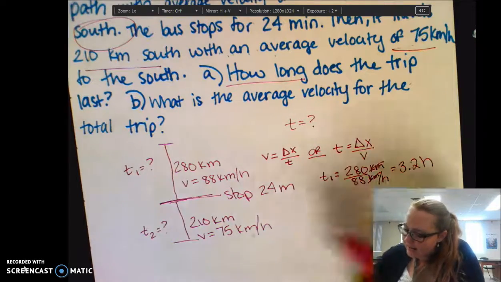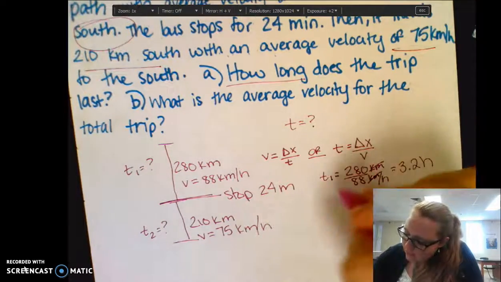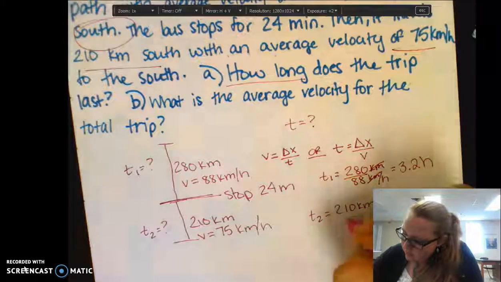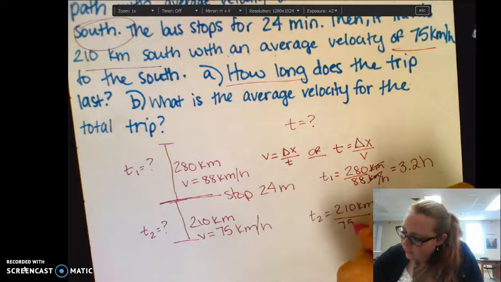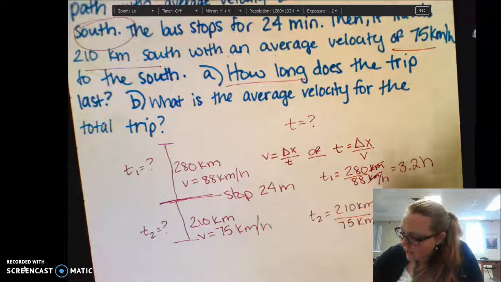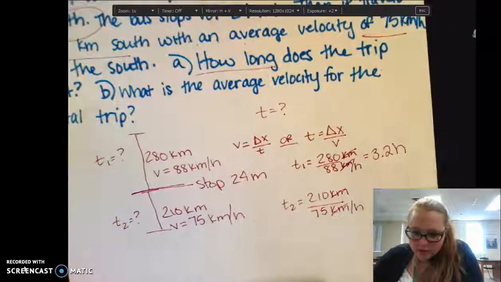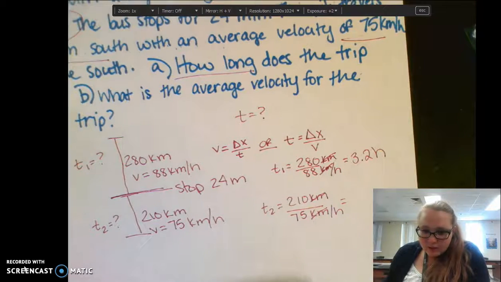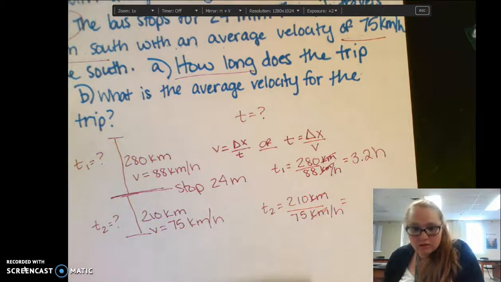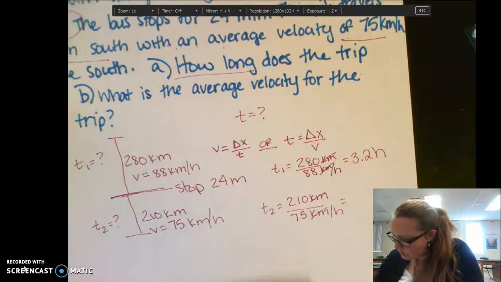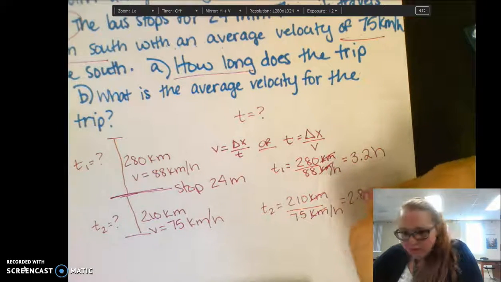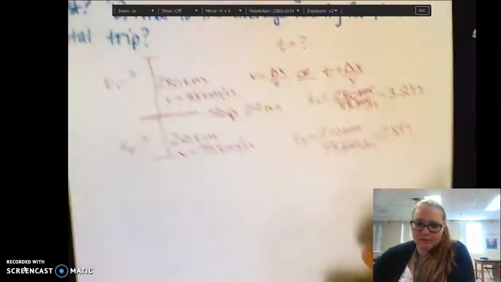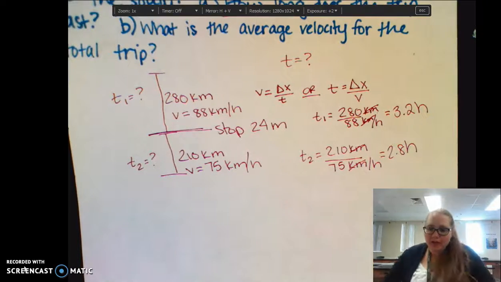Alright, and T2, we have 210 kilometers over 75 kilometers per hour. Kilometers will cancel. And that equals 210 divided by 75 equals 2.8 hours. Now, I have my three times, 24 minutes, 2.8 hours, and 3.2 hours.